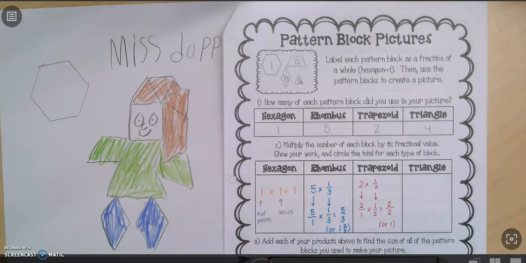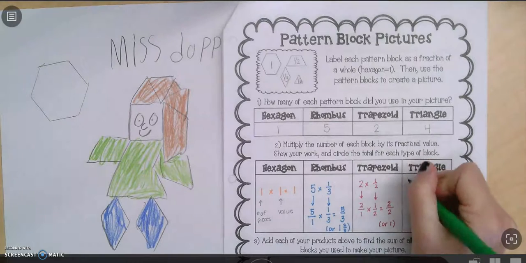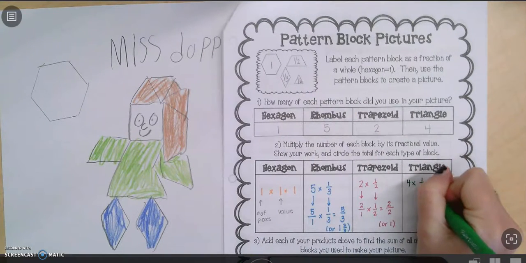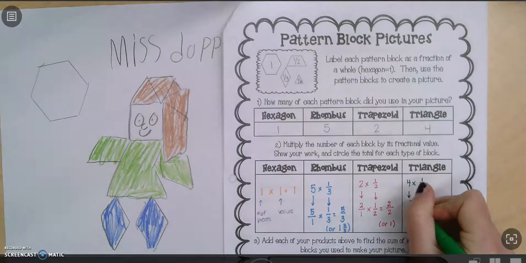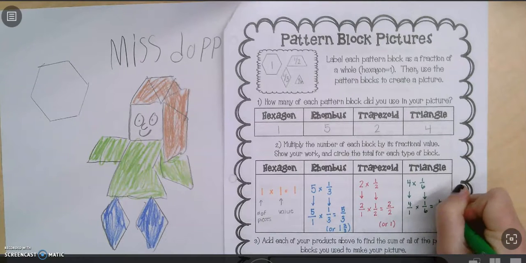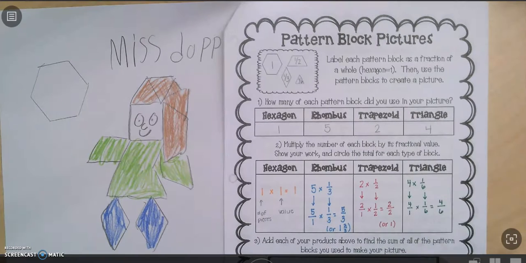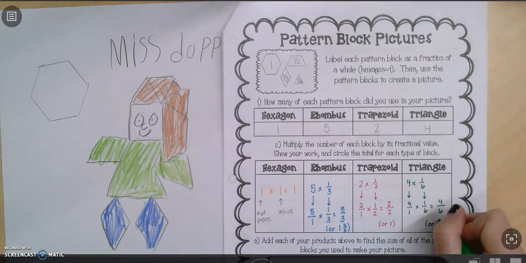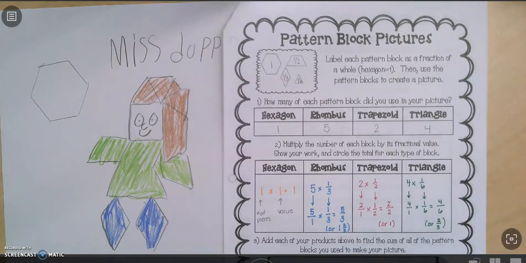And finally, the triangle pieces. I have 4 triangle pieces times the value of 1/6. So I'm going to rewrite that 4 as 4 over 1 times my fractional value 1 over 6. 4 times 1 is 4. 1 times 6 is 6. Now, this is a proper fraction. It's less than 1, but you could put that in simplest form if you wanted to. So I know that 4 and 6 can both be divided by 2. So I know that 4/6 is the same as saying 2/3.